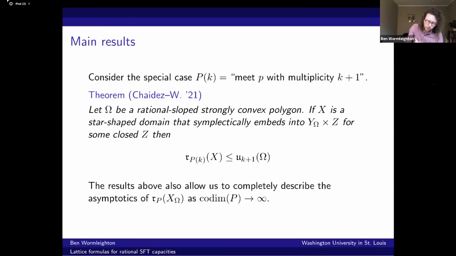Okay, those are our main results. We can also use this, I'll maybe say a word about this at the end. We can also use these results to get information about the asymptotics of the RP as the codimension goes to infinity. And in particular, in this strongly convex toric case, we get an exact formula for what the limit should be. And RP grows linearly with the codimension.